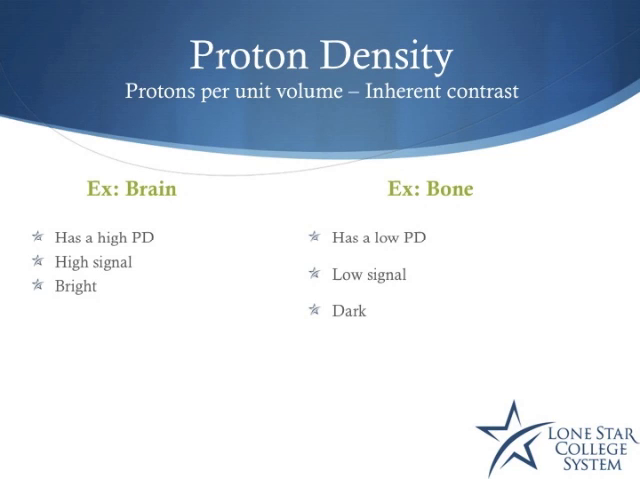Another mechanism for inherent image contrast is proton density. Proton density refers to the amount of protons that are packed within a certain volume of tissue. It depends on the tissue. Some tissues have a lot of protons packed in it, some of them don't. That's where the term proton density comes from.